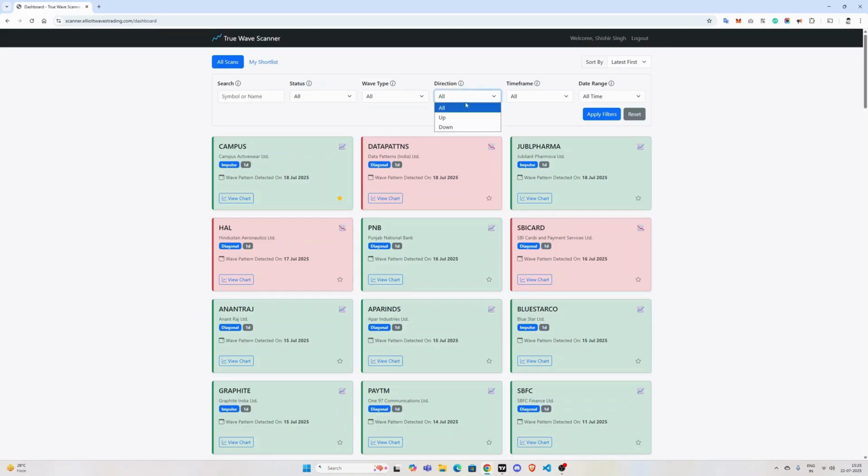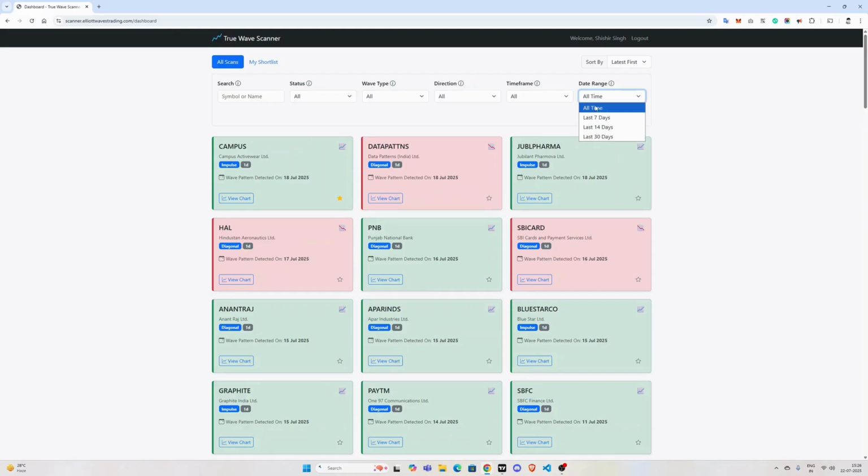And then you can also see the stocks based on a particular direction. If you're interested only in stocks going up, then you can filter them by up, or if you're only interested in seeing the stocks which you expect to go down, then you can filter by down. Then time frame. Right now only daily time frame is available, but in future we plan to include weekly, hourly and 15-minute as well. Date range, you can also filter them by date range.